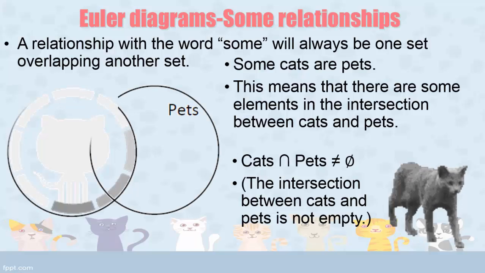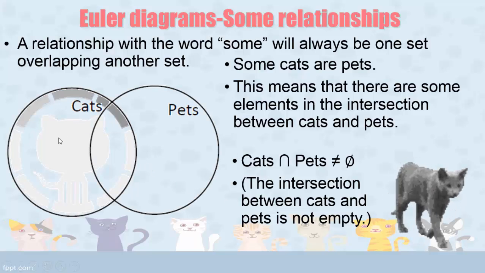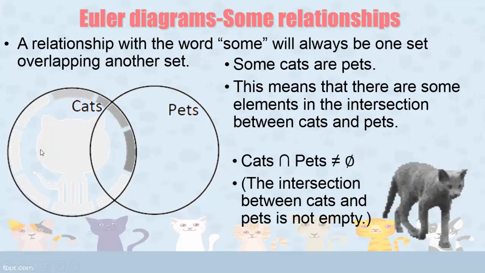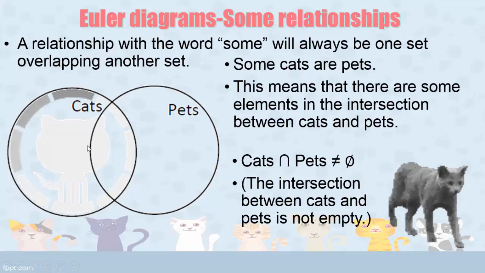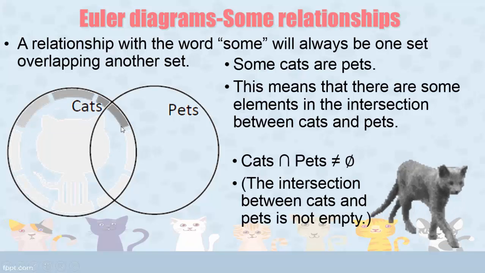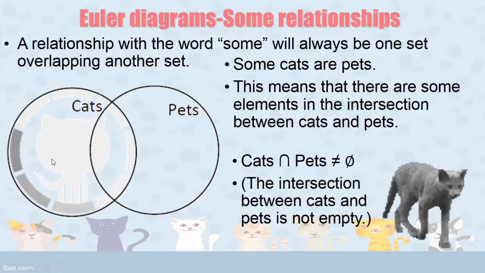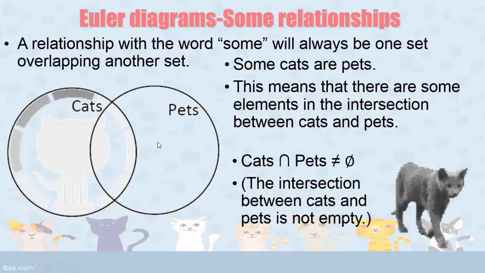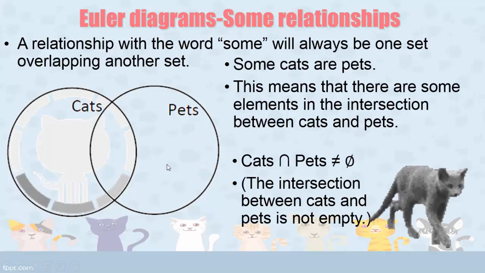So it turns out we can have cats, where cats can be lions outside of the intersection, but cats can be pets within the intersection. There are cats that are pets, there are cats that are not pets, and then there are pets that are not cats, like, for example, dogs.